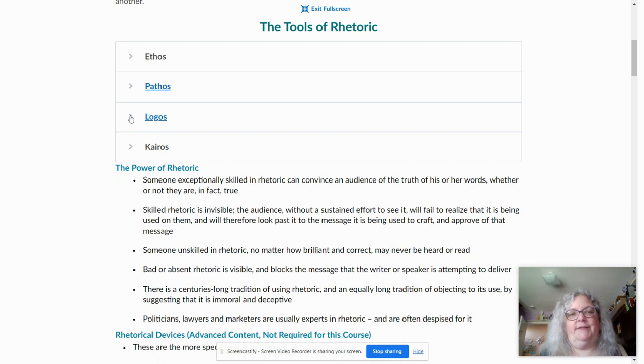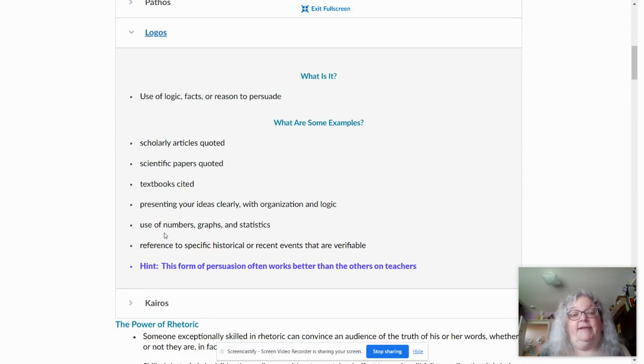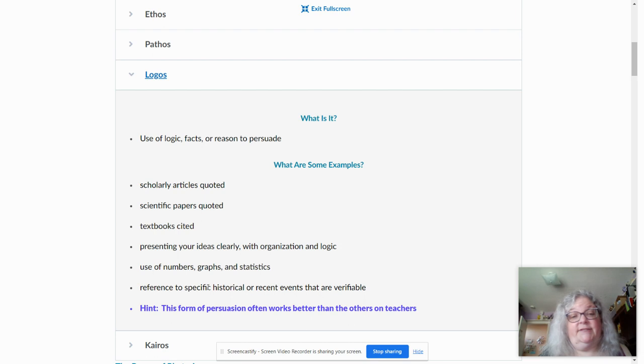And then the last one, this is the one that usually your teachers are trying to get you to use. This is the one that we all wish the world operated with, and this is logos, the use of logic, facts, or reason to persuade. So some examples of what this looks like is if you're writing an essay and you quote a scholarly article or a scientific paper. Now you're using the words of an expert who has studied the field that you're looking at and has done some research to bolster, citing a textbook, using numbers, graphs, and statistics, and references to specific historical or recent events that are verifiable and true and proven. These are all examples of logos.